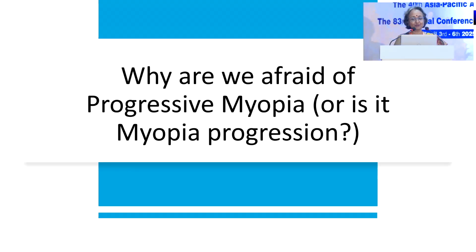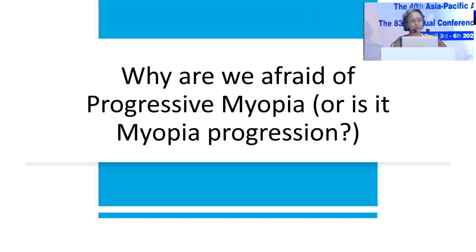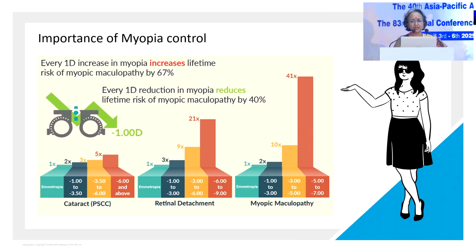Why are we afraid of progressive myopia, or is it myopia progression? Progressive myopia is when myopia becomes degenerative myopia. That's not what we're going to talk about, even though I gave that topic. We are going to talk about myopia progression. So why is all this fuss going on about myopia control? Because every 1 diopter increase in myopia increases the lifetime risk of myopic maculopathy by 67%.